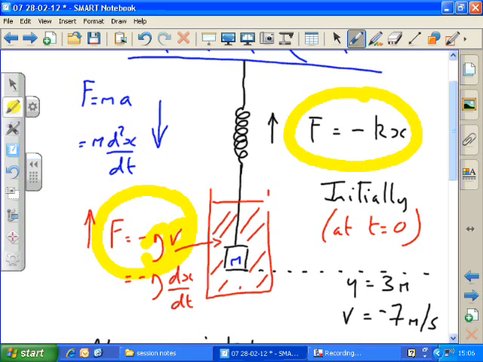It's acting against the gravitational force, which is acting downwards, which brings us on to the last force here, which is the force due to gravity acting on the mass. So the force is the mass times the acceleration due to gravity, a.